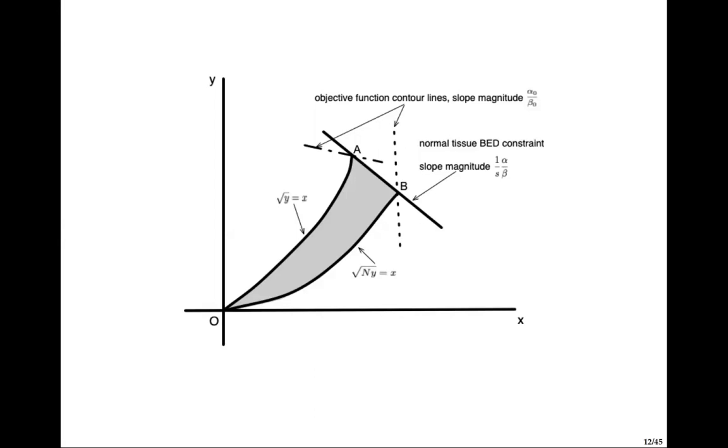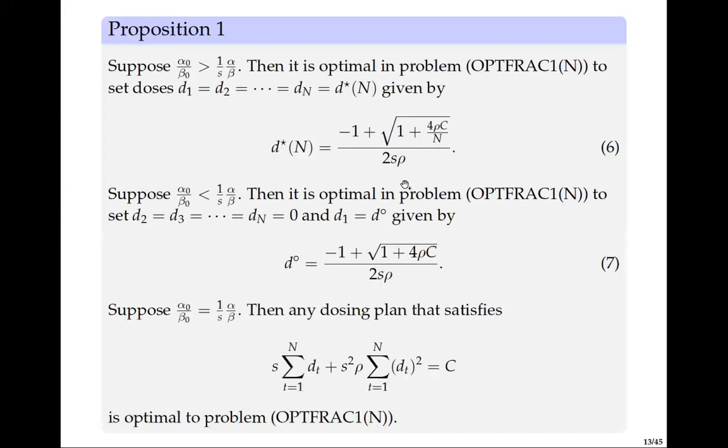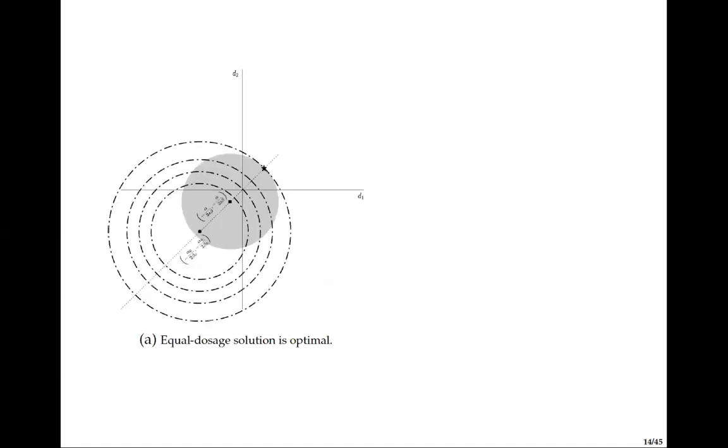But translating that to the D variable space simply means that any solution D1, D2, ..., Dn that satisfies this equality constraint is actually optimal. So this is a solution to that problem with a single normal tissue.